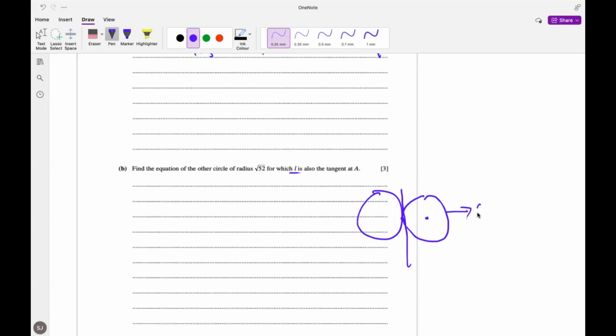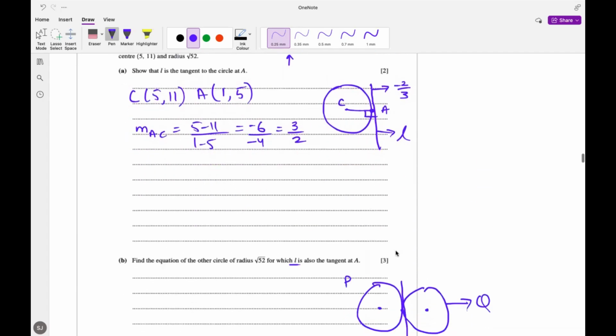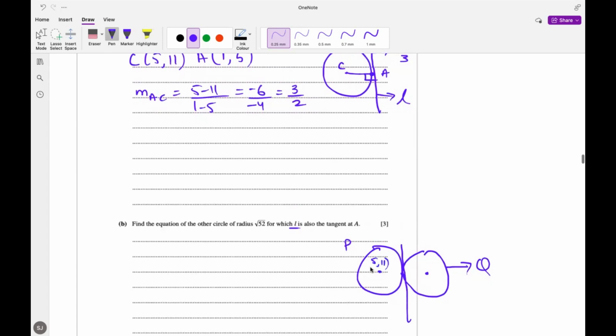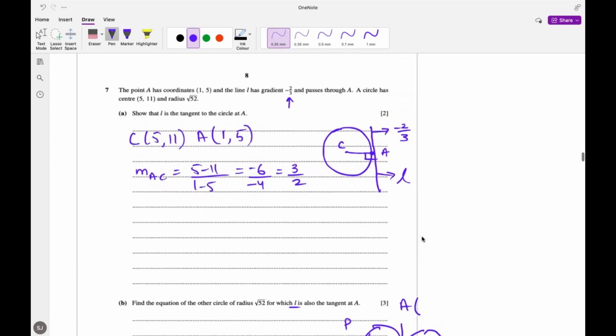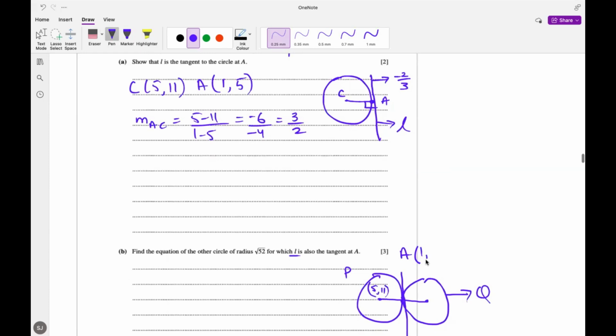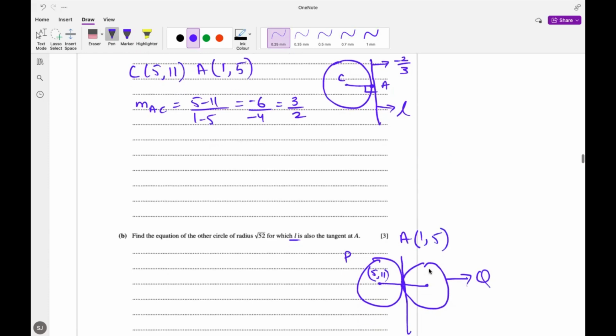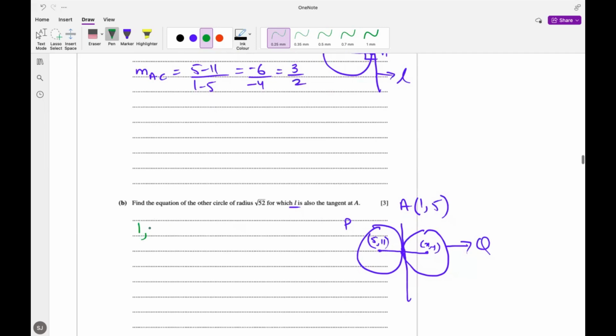So let's call this circle Q and this circle was P. We already had the coordinates of the first center, which was (5, 11). The point A will be the midpoint of the two centers, and we already have the coordinates of point A, which were (1, 5). To find the equation of the circle, we need this center point, let's say (x, y). As (1, 5) is the midpoint, we'll apply the midpoint formula, which is x1 plus x2 upon 2, y1 plus y2 upon 2.